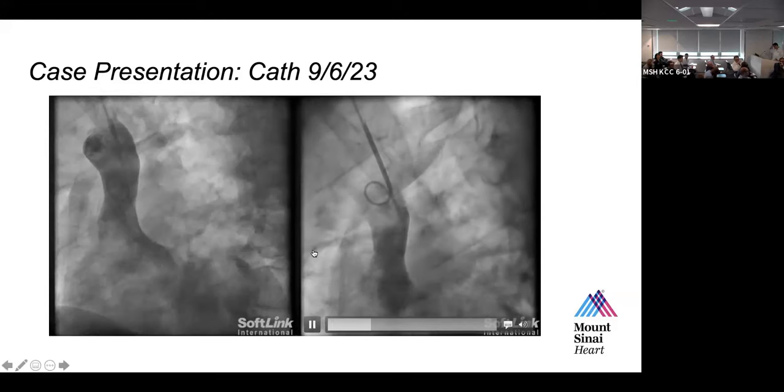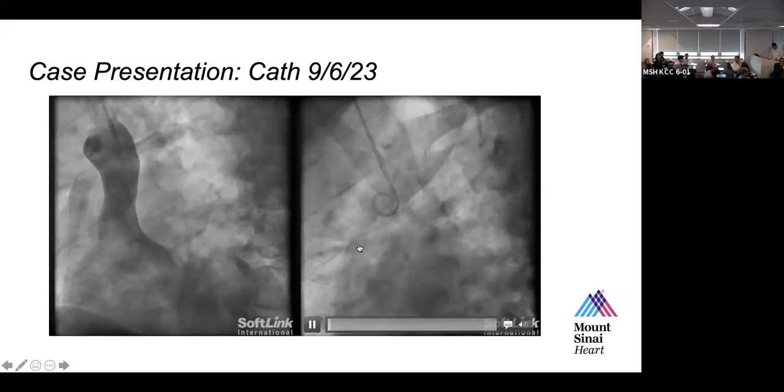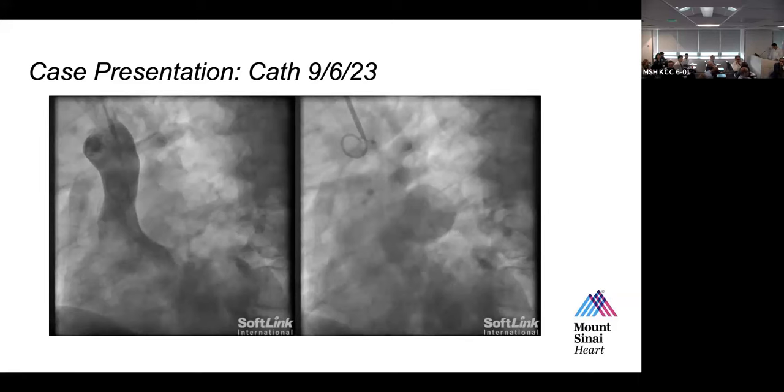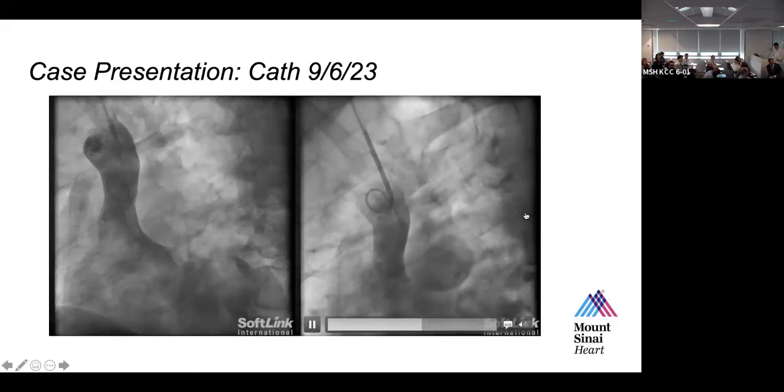Unopacified blood, and you can see dark and white here. That's what you see here, so that's essentially the most interesting picture. Otherwise, the patient had some single vessel coronary artery disease of the OM branch.